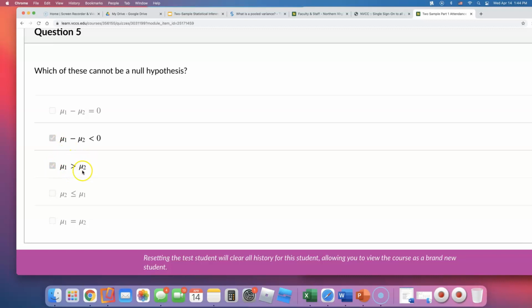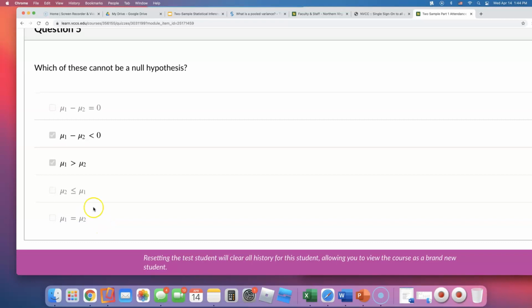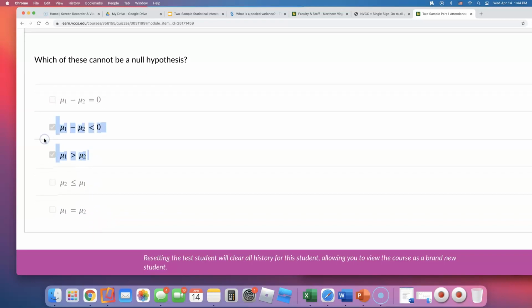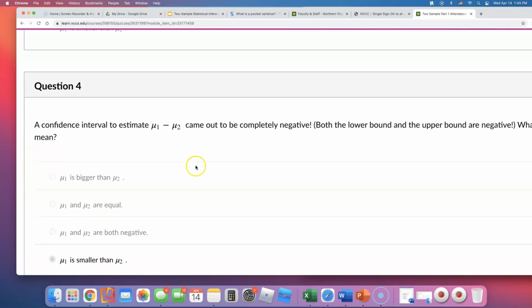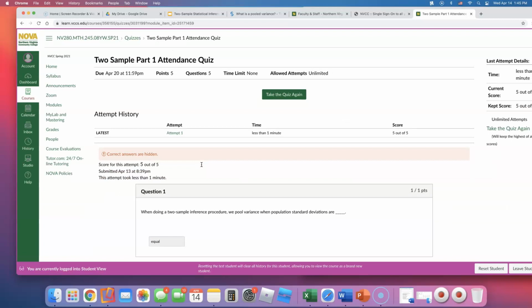This one also only has the greater than symbol. It doesn't have the greater than or equal to symbol. This can only be an alternative hypothesis, but not null. But everything else, as you can see, all have the equal to symbol, right? So the other ones can be null hypotheses, but these two cannot be null hypotheses, okay? All right, that's it for this attendance quiz. So hopefully you guys submit this and get 5 out of 5.